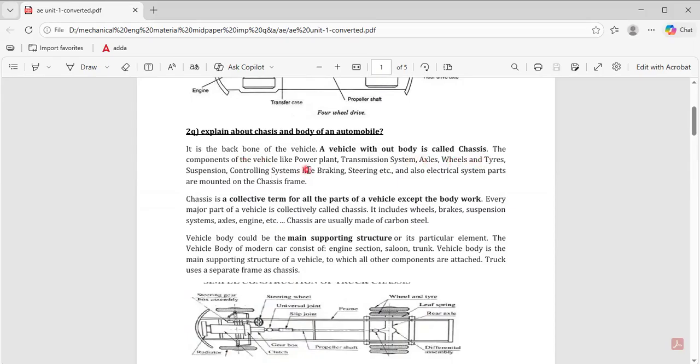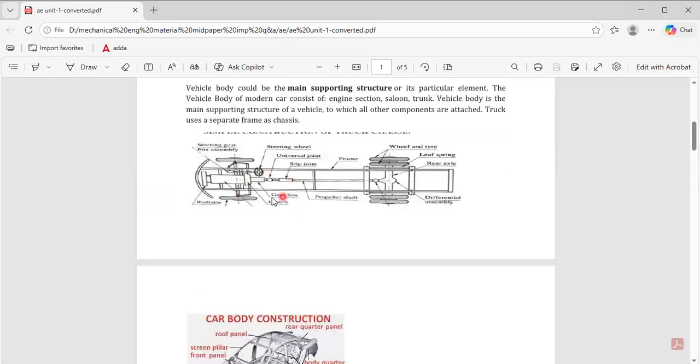The components of the vehicle like the power plant, transmission system, axles, wheels, tires, suspension, controlling systems like braking and steering, and also electrical system parts are mounted on the chassis. So all these parts are involved in the chassis except the heavy body. You can see here also you have tires, tubes, transmission system, engine, everything comes in the chassis.